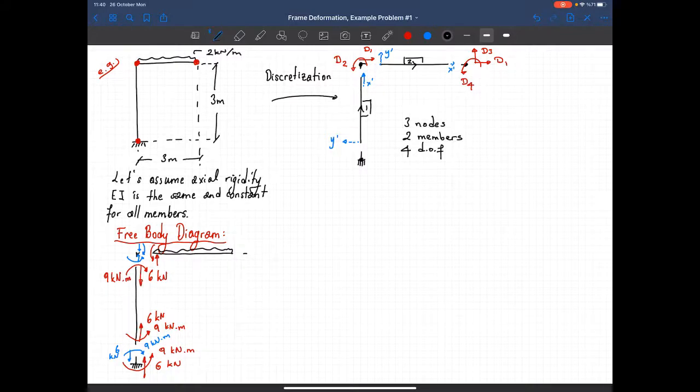Now this member is axially rigid, right? We are ignoring the shear deformation, so I'm only interested in the bending deformation. And according to our previous discussion, the bending deformation is caused by the moment. So in order to determine that bending deformation, I have to draw the moment diagram. So let's draw the moment diagram now.